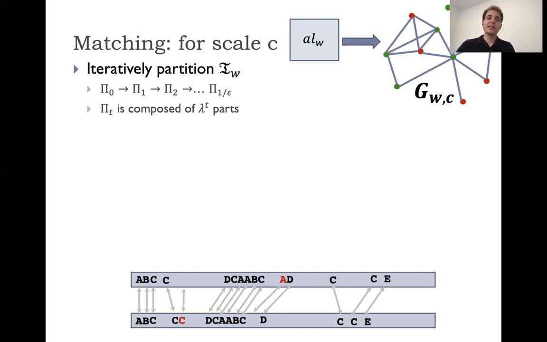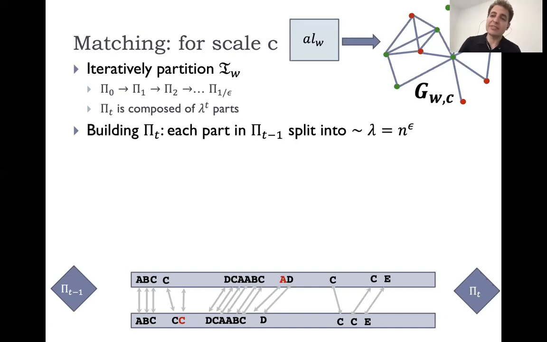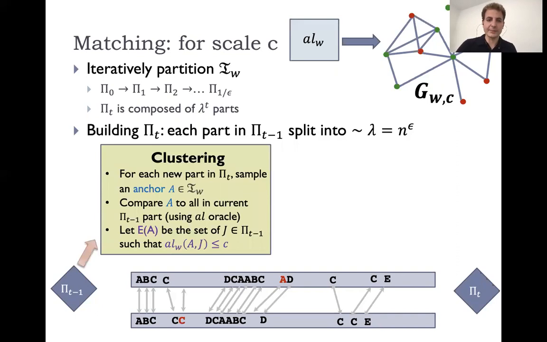Every time we're going to have roughly lambda to the t parts, where lambda is roughly n to the epsilon. So the goal is we have a partition of size lambda to the t minus 1, and we want to build a new partition pi_t with lambda to the t parts that's going to preserve the matching of the AL distance, and we want to do it efficiently. There are two main parts of our algorithm. The first one we call clustering, and the way we're going to do it is we're going to sample a bunch of anchors.